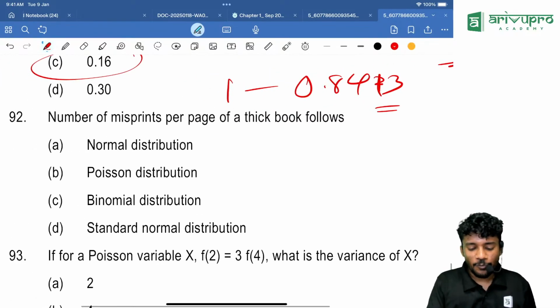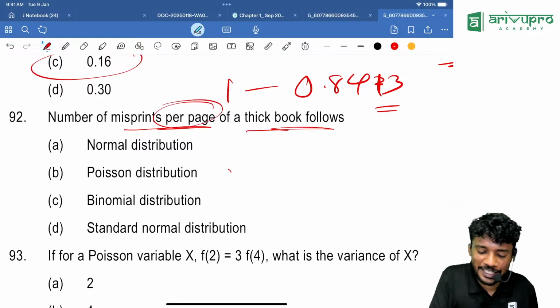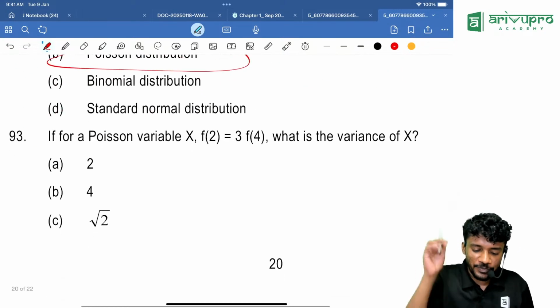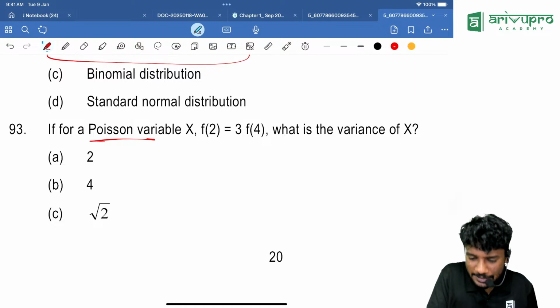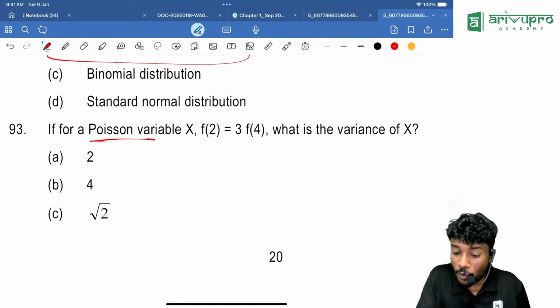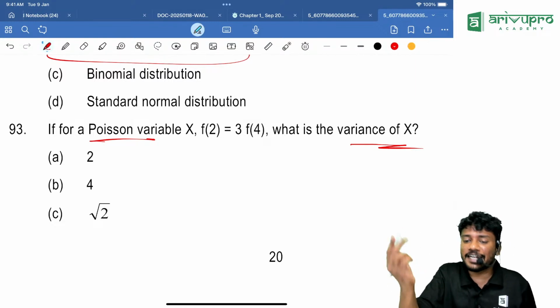Now, Poisson. What is the best? Yes, misprints of a page of a thick book is Poisson distribution. If a Poisson variable is x, f of 2 is equal to 3 into f of 4, what is the variance of x? We can directly find the answer.